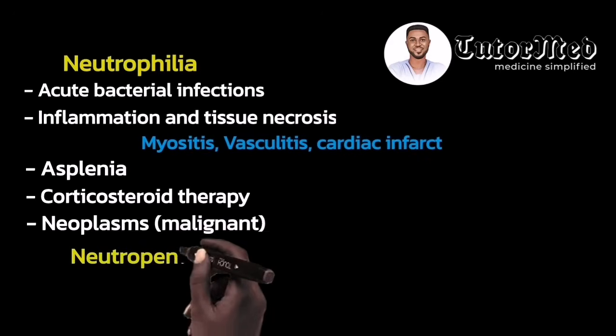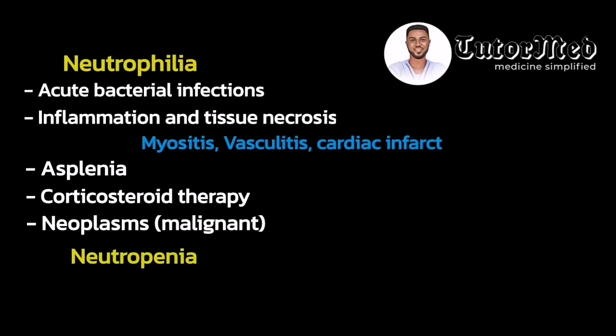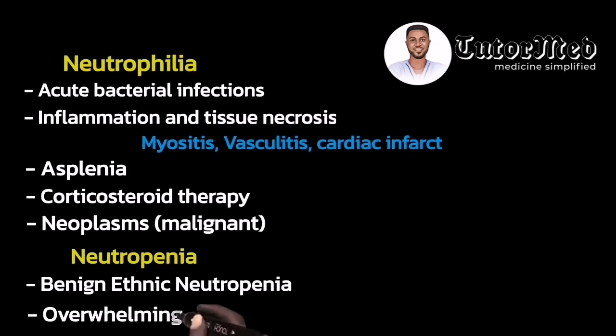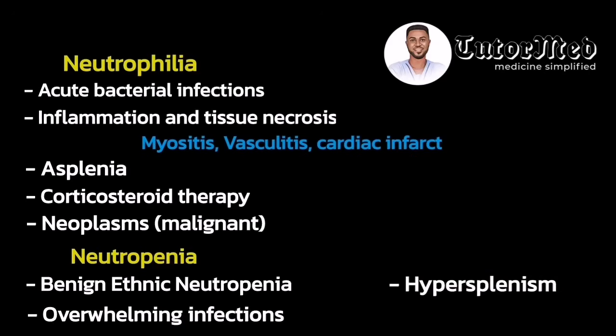Neutropenia can be caused by a normal variant. Africans are allowed to have neutropenia to about 1.5. So that's a normal variant called benign ethnic neutropenia. It can also be caused by overwhelming infections, hypersplenism, that is when the spleen sequesters more than it should, and then the use of certain chemotherapeutic drugs.